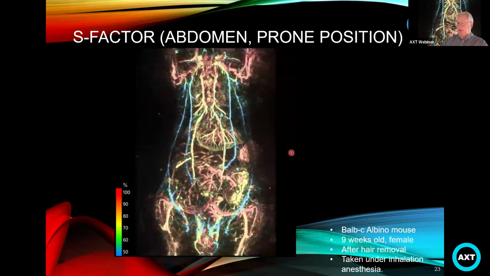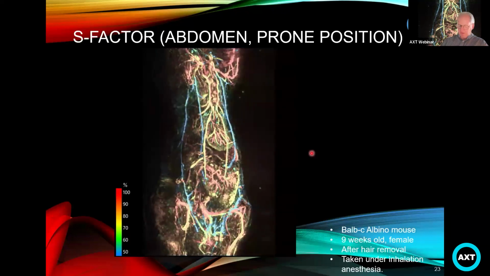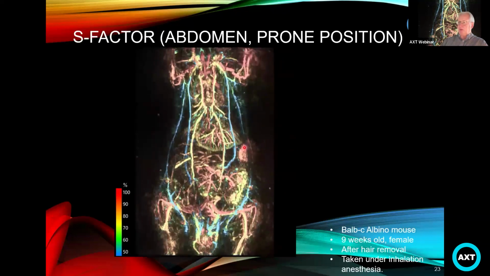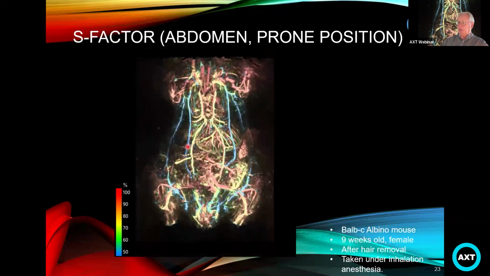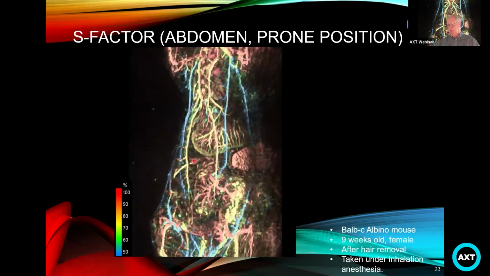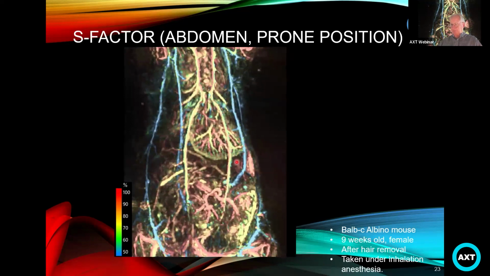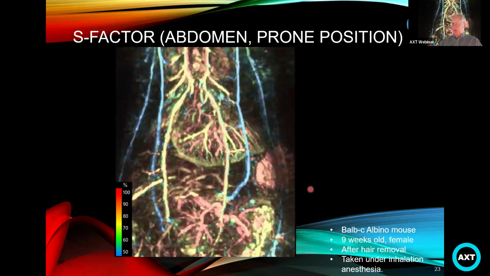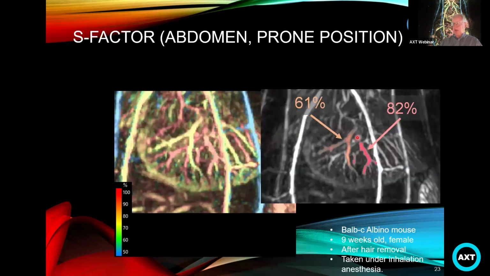So here we're looking at the abdomen of a mouse, a 9-week-old female. And then if we look at this, we can actually pinpoint a vein and an artery, and look at the relative saturations at those 2 points.